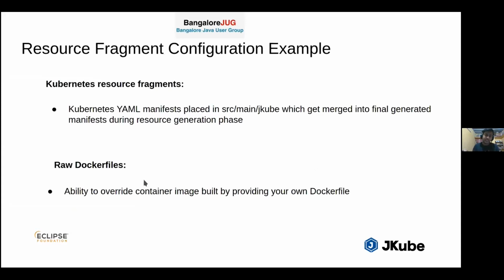I didn't share the example for the resource fragment because it was taking over the whole slide, so I'm just going to tell how they work. For Kubernetes resource fragments, you can provide YAML fragments, not complete YAML, just partial YAML, with the things we want to change, in the src/main/jkube directory, or any other resource directory that can be changed by the configuration. These YAML fragments are going to be picked and merged into the final generated manifest during the resource generation phase.